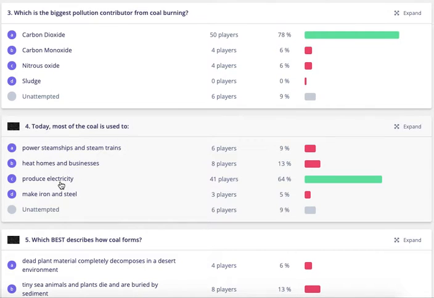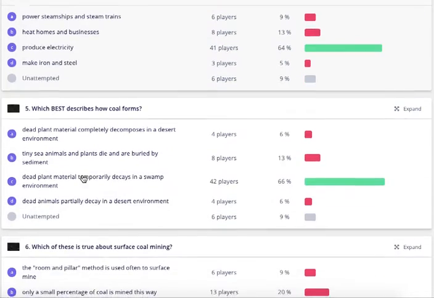Most coal is used to produce electricity. Heat homes and businesses, that comes from electricity. Or power steamships and steam trains, that's burning. Not a lot of trains left in the world. Steamships, also not a lot of them left in the world.